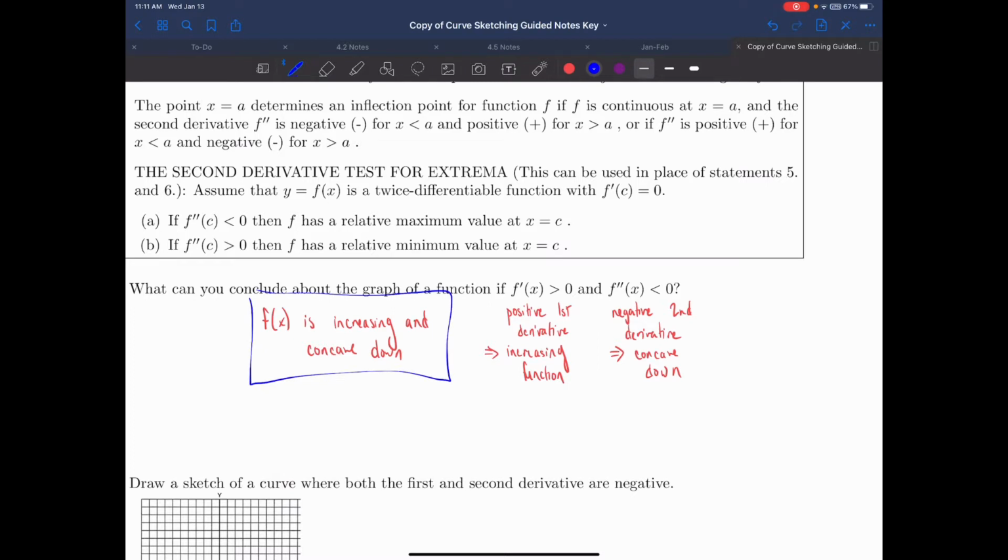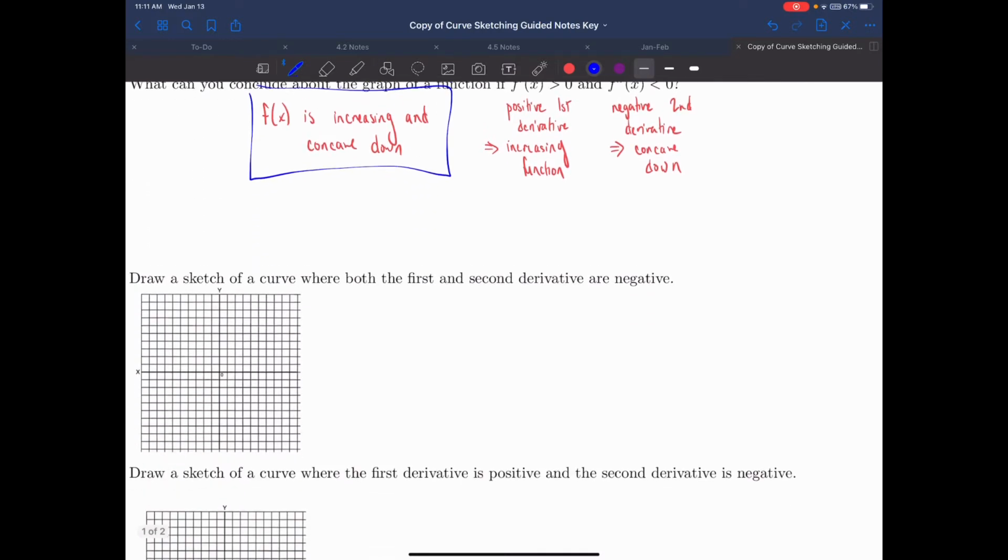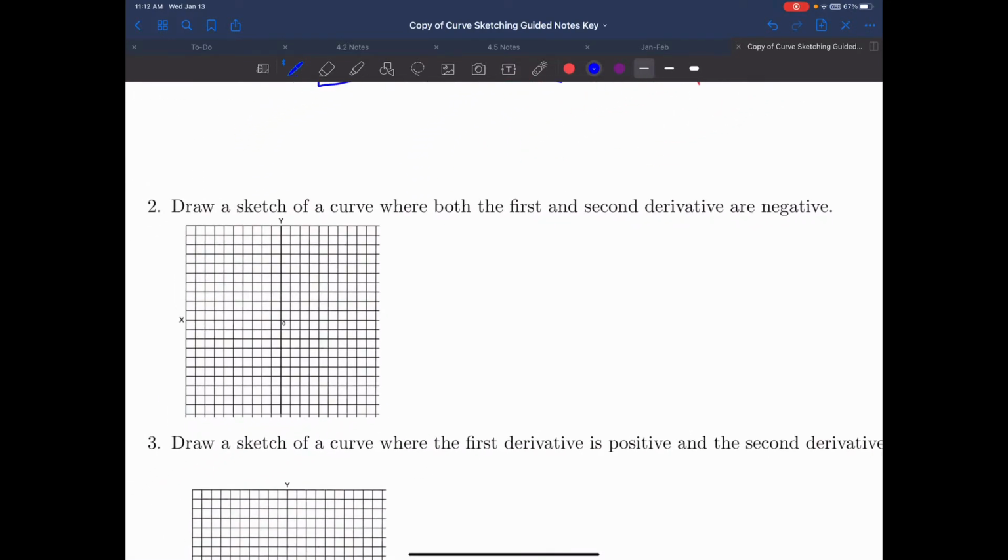Now we'll sketch some really simple examples where we're given statements like this. It says, draw a sketch of a curve where both the first and second derivative are negative. That means f prime of x is less than 0, so this is a decreasing function. And f double prime of x is negative as well, so this is a concave down function. That makes sense, right? It's decreasing and it's concave down.